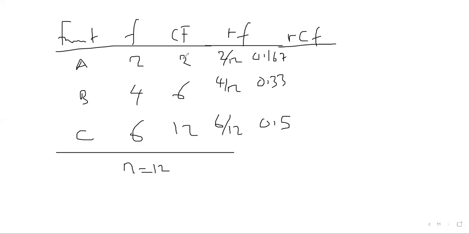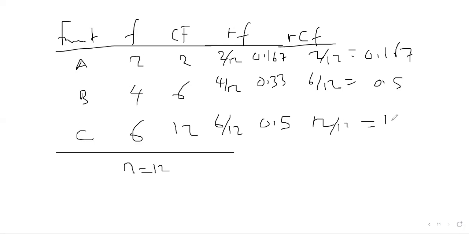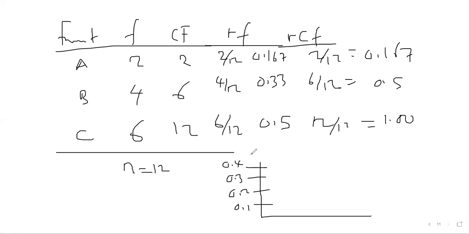Whereas for the cumulative relative frequency, we use these figures here: 2 over 12, 6 over 12, 12 over 12. So this is 0.167, this is 0.5, this is 1.0. Then you can graph them. So 0.1, 0.2, 0.3, 0.4, 0.5.